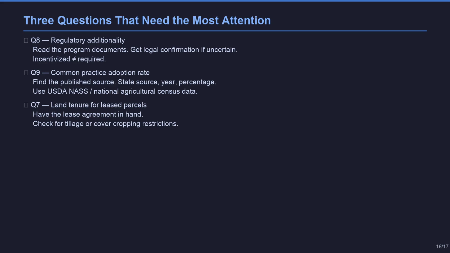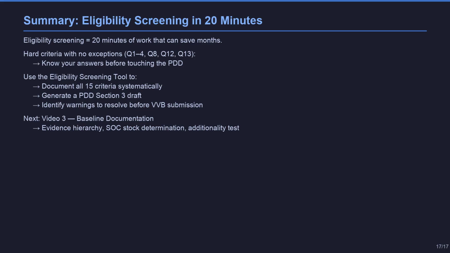Land tenure for leased parcels. Have the lease agreement in hand and check it for tillage or cover cropping restrictions. These 3 questions generate the most VVB clarification requests. Have your evidence ready before you start writing. Eligibility screening is 20 minutes of work that can save you months. Know your answers before you start the PDD.